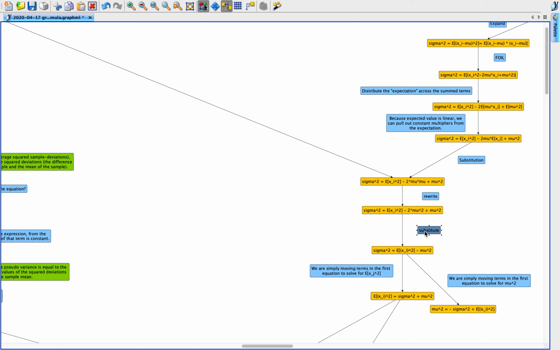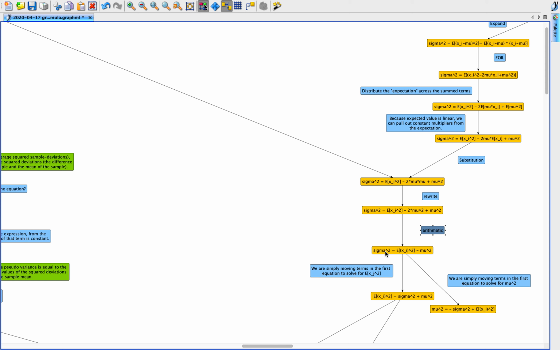This is not substitution. It's arithmetic. Right, so we have 2 negative mu squares plus 1 positive mu squared, so they cancel out. We have 1 negative mu square. And from there, we can just rearrange the terms so that we find that the expected value of xi squared is equal to mu squared plus sigma squared.